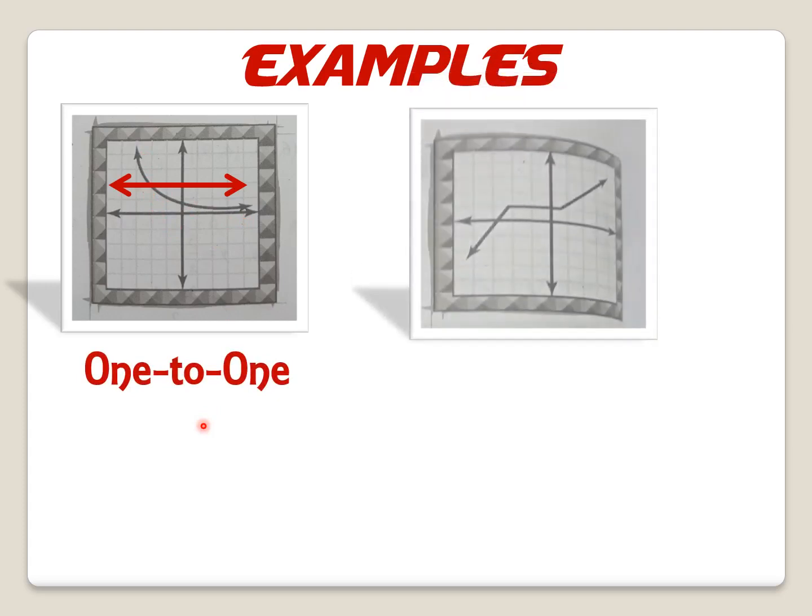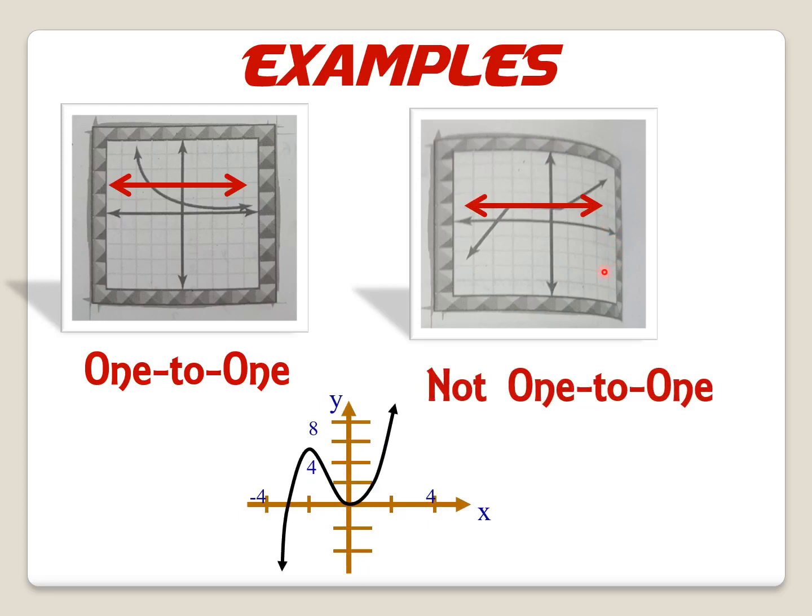Let's have another one. Here you will notice that there is a horizontal line. At first, this horizontal line will intersect at one point, but if you go along and touch that part of the graph, it will touch at infinite number of points. So therefore, this is not a one-to-one function. And then lastly, if we have a graph of a polynomial, reaching this part of the graph, it will intersect the graph at most at 3 points. So again, this is not a one-to-one function.